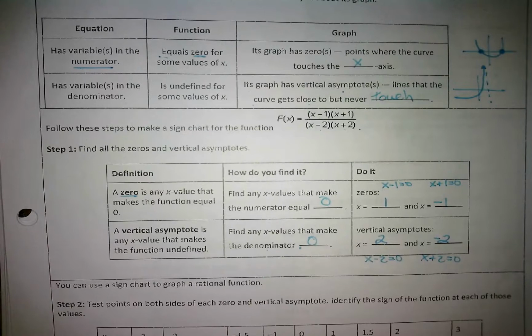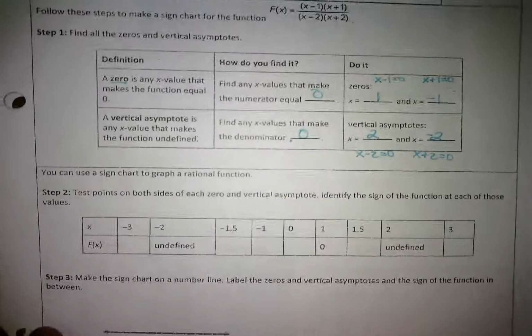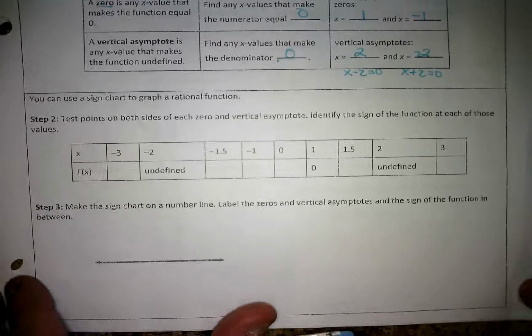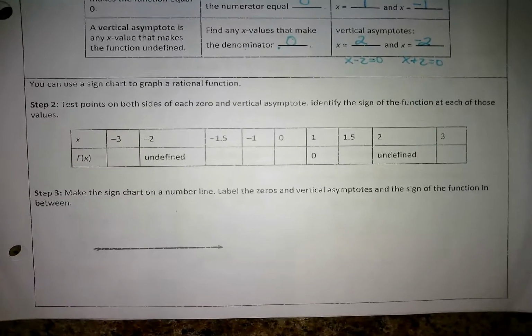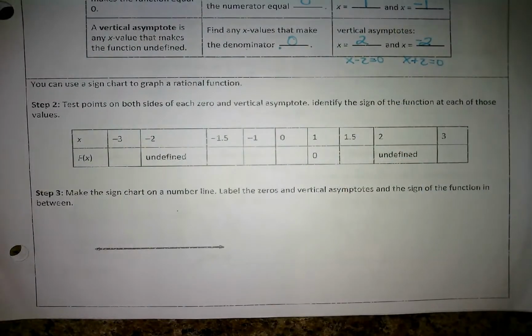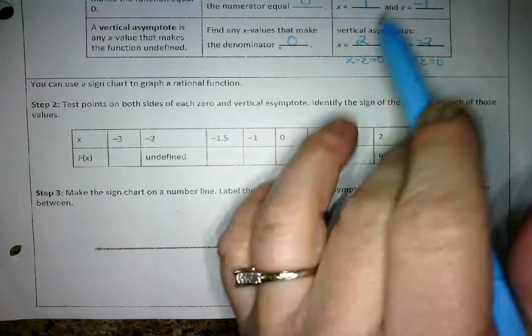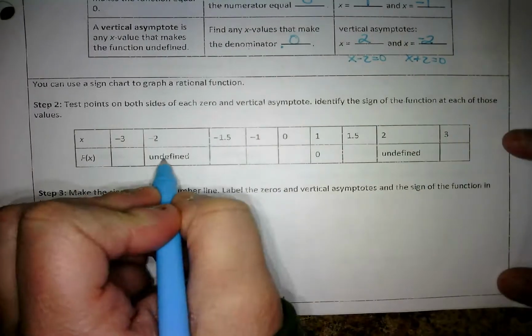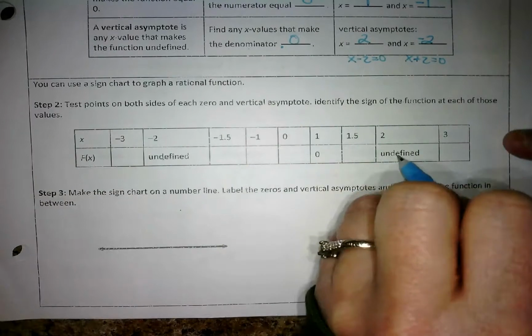Now we're going to use a sign chart to graph the rational function. I don't mind if you use your calculator to graph it, but you need to show me this work by hand. You can't just graph it on your calculator and then tell me. You need to actually set these equal to 0 and solve them. You can use your graphing calculator to actually draw the graph and to check it. So we know that negative 2 is undefined and positive 2 is undefined. Those are our asymptotes.